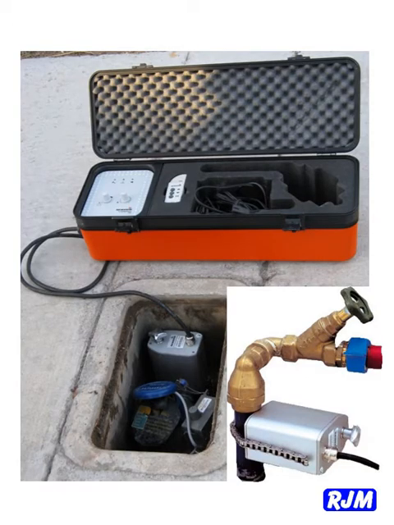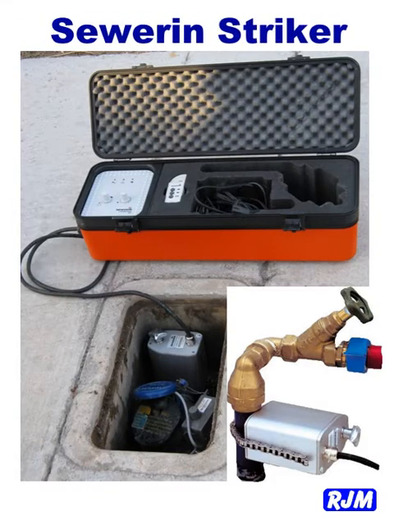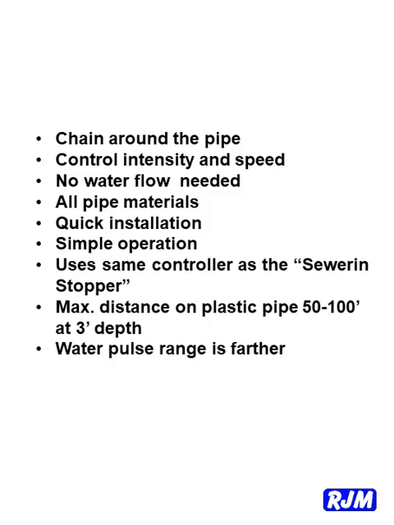This is an example of the striker attached to a meter box. It's one of the most common places to attach it. The Severn striker, or knocker, attaches around the pipe with a chain, and then you tighten it with the knob. You can control the tapping intensity and how often it taps. No water flow is needed.